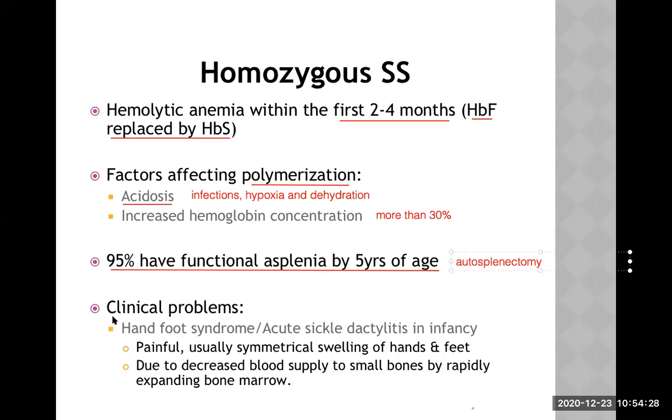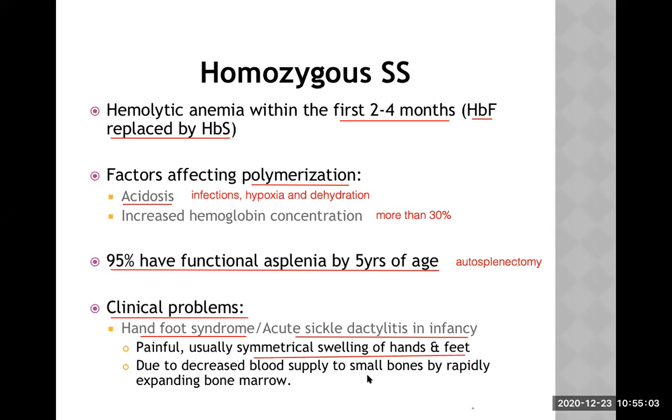Now, what are the clinical problems in that child? Let's talk one by one. Or what are the clinical features of sickle cell anemia? If this question is asked, you can easily write like this. Hand-foot syndrome or acute sickle dactylitis in infancy. This means painful, usually symmetrical swelling of hands and feet. Dactylitis means finger. If fingers are swollen, we call it dactylitis. So there is a painful, symmetrical swelling of hands and feet. Both fingers and toes are affected.